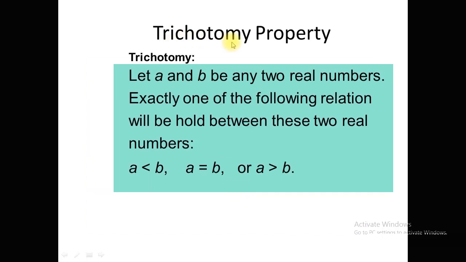Now what is the trichotomy property? Trichotomy property means that between any two real numbers exactly one relation holds. For example, if A and B are any real numbers, exactly one relation holds between these two numbers: A will be less than B, or A will be equal to B, or A will be greater than B. This is called the trichotomy property of real numbers.